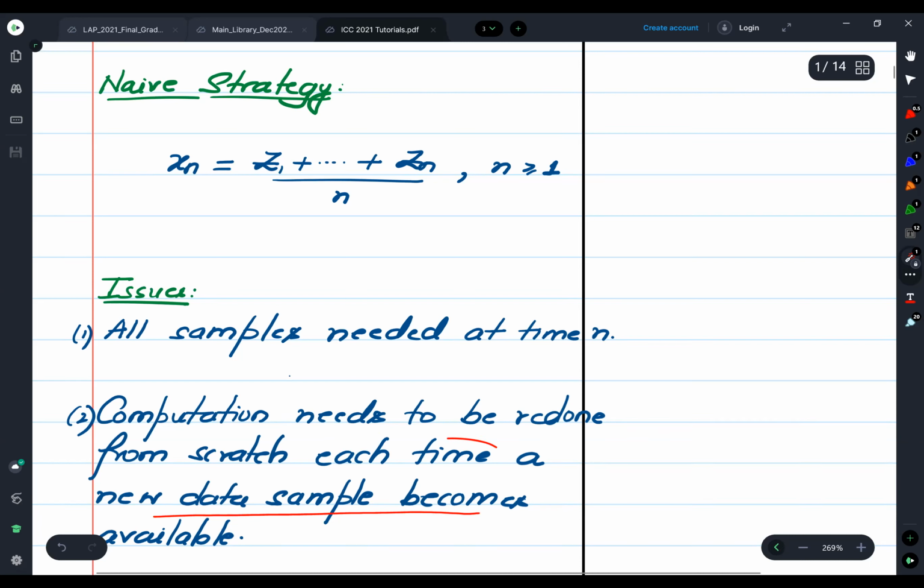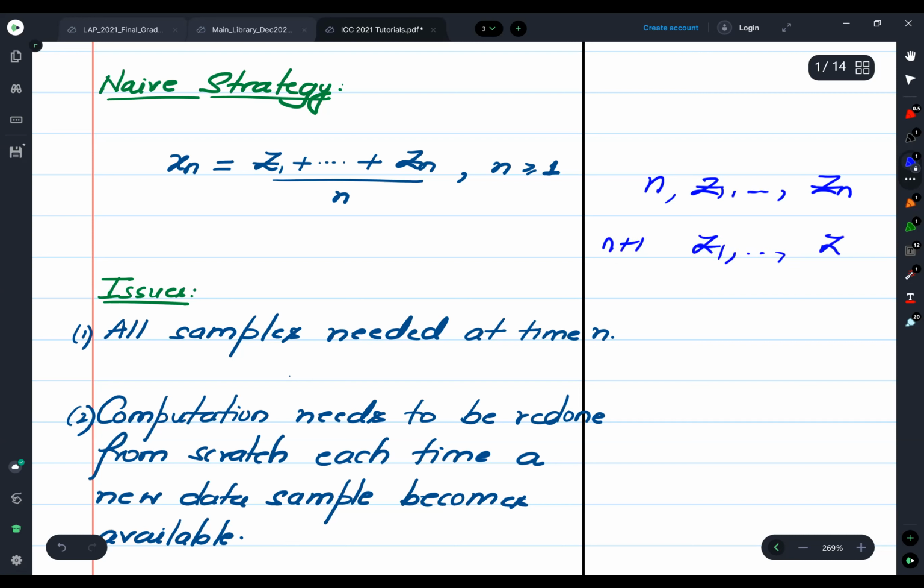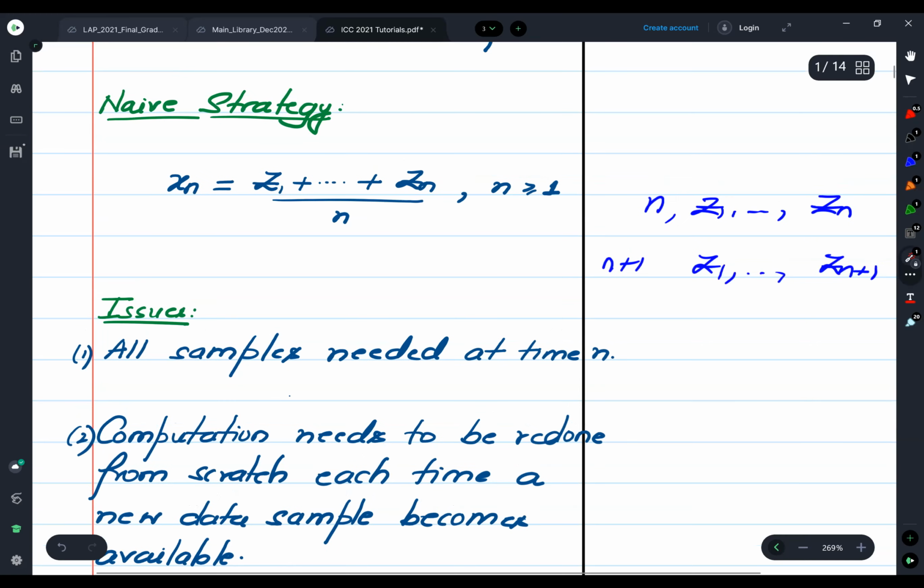sample becomes available. Let's say you are at time n, and you have access to z1 to zn, and at time n plus 1 you have access to z1 to zn plus 1. So if you decided to make use of this approach, your way to calculate xn plus 1 would be to get hold of z1 to zn plus 1, add all of them up and divide by n plus 1 and obtain an estimate of xn plus 1.